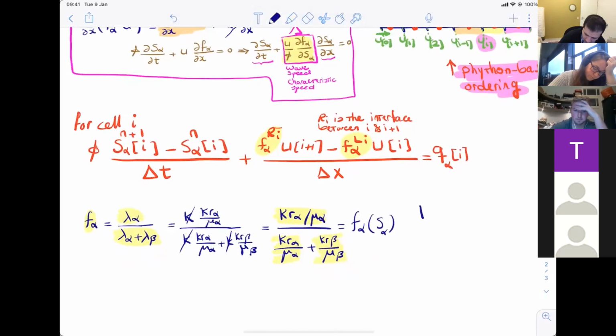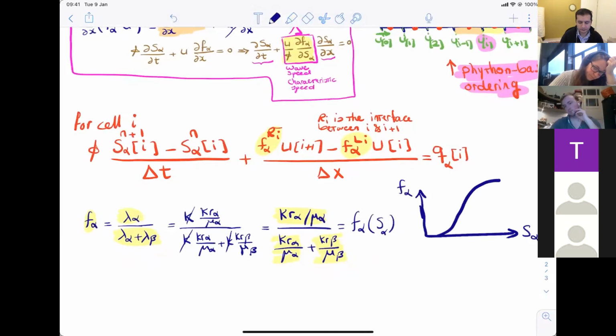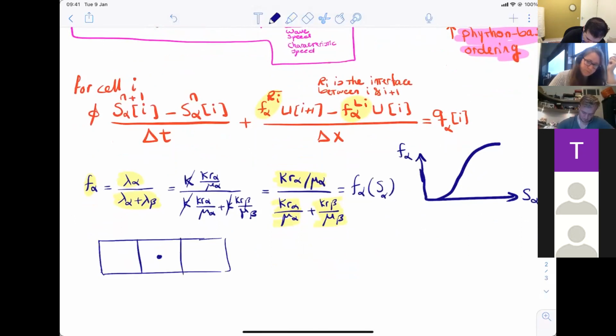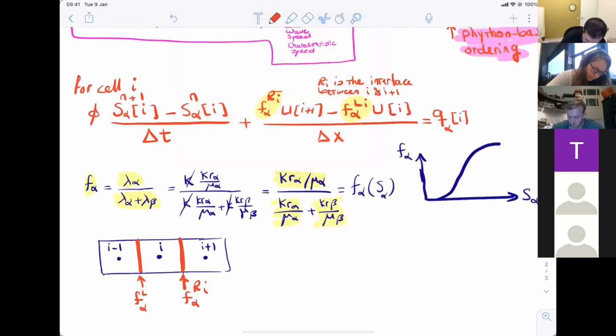Most of the time it would look like this in multiphase flow. So that's F alpha based on saturation alpha. That's this sort of function. Now, since I have developed my system, for cell I have saturation I. This is cell I minus 1, and this is cell I plus 1. I want to know what I should use for fractional flow at these interfaces. What is fractional flow here between I and I plus 1? Fractional flow at the right neighbor of I, and here fractional flow at the left neighbor of I.